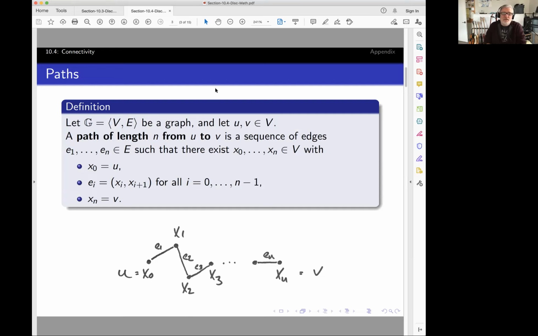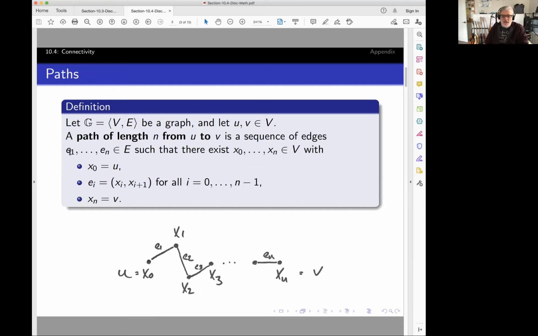So a path of length n is a sequence of n edges, E1 to En, okay? But if I just say that, then that's not really what I want. I want these edges to be one after another, so they have to share vertices. Just like if you look at the picture at the bottom, it tells you exactly what you want. So you want to start at U, right? Then use edge E1 to get to a new vertex, let's say X1, and then use an edge E2 to get another vertex X2, keep on going until you reach the vertex V.